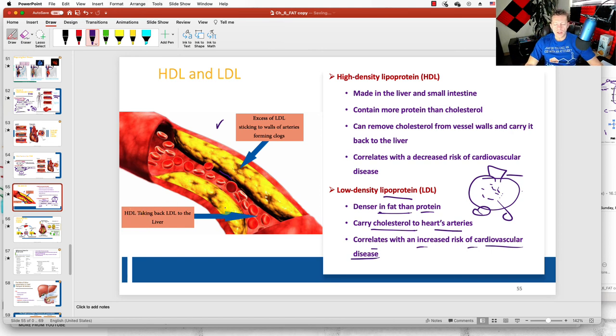So, and on another side, there is a high density lipoprotein made in the liver also. And actually in small intestine as well, contain more protein than cholesterol, which is good. Can remove cholesterol, that's the key function. Can remove cholesterol from vessels that carry it back to liver. Correlates with decreased risk of cardiovascular disease. How? Because it removes.